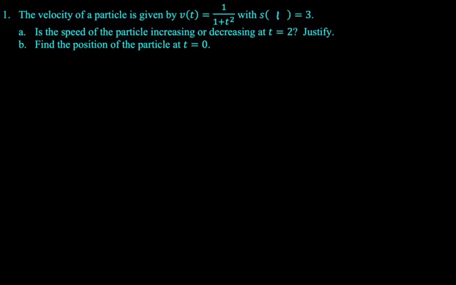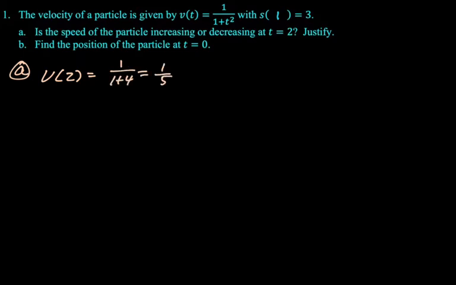We know that to talk about speed increasing or decreasing, we need to know velocity, and we need to know acceleration. So first up, because we're given velocity, I'm going to find v of 2. So v of 2 is just plug in 2, right? 1 over 1 plus 4, so 1/5.